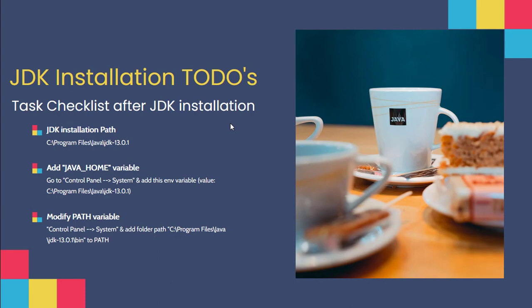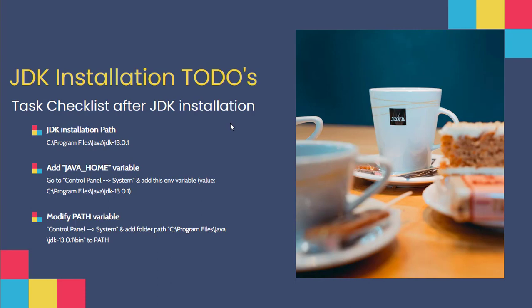And next, you need to modify the Path variable. Again, go to Control Panel, System, and then copy the path of the bin folder and append it to the Path variable. So that's it. That should be the end of your JDK installation.